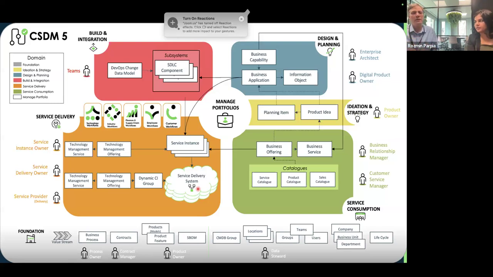Right. So that's what the service delivery system gets into in the next slide. We'll talk about that in a minute. And the other thing, that small change, I mentioned the value stream there, and then the technology management services. These are the folks that manage those underlying components.